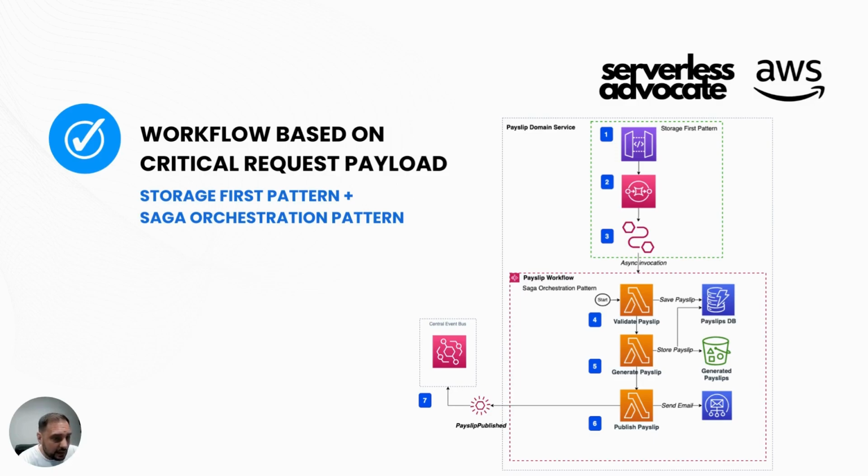And we then use Amazon EventBridge Pipes to do an async invocation of a workflow. And we can see here, this is where the Saga orchestration pattern comes in, where we validate the payslip and we save it to DynamoDB. We then generate the payslip. So we might generate a PDF and store that in S3, for example. And then we publish the payslip. So we send an email and we also raise and publish the correct events. So the payslip published in this example for downstream systems to do something with.